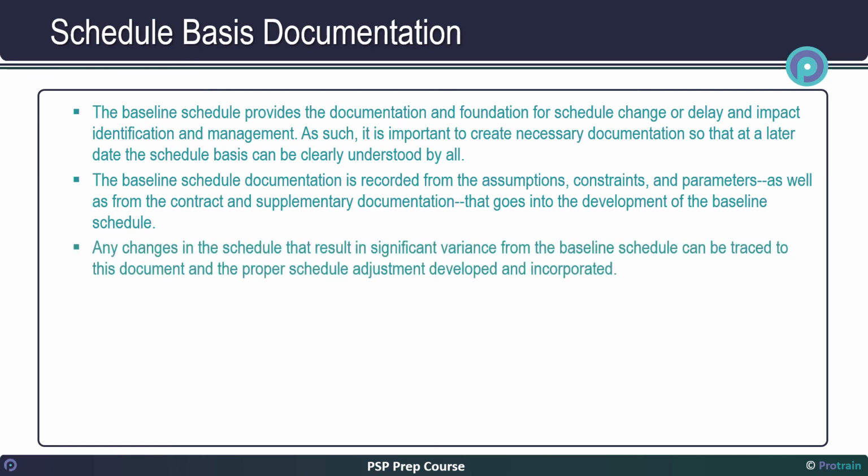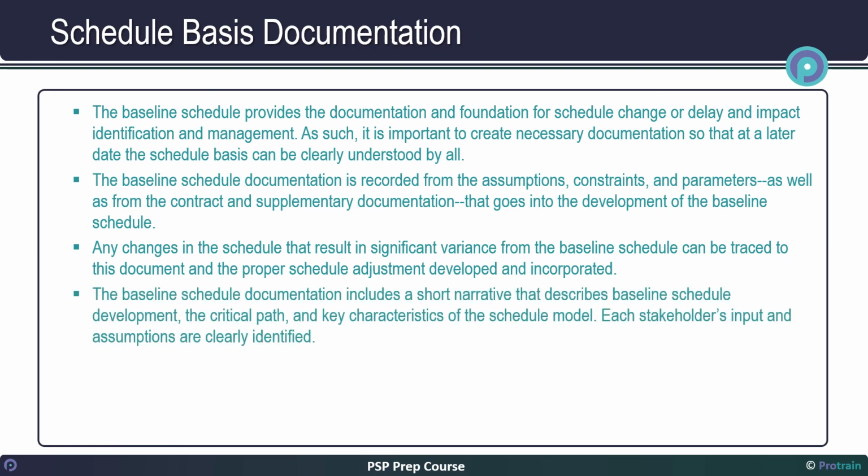Any changes in the schedule that result in significant variance from the baseline schedule can be traced to this document and the proper schedule adjustment developed and incorporated. The baseline schedule documentation includes a short narrative that describes baseline schedule development, the critical path, and key characteristics of the schedule model. Each stakeholder's input and assumptions are clearly identified.